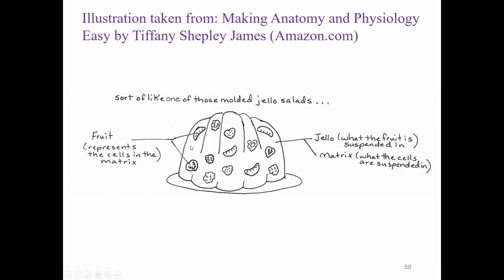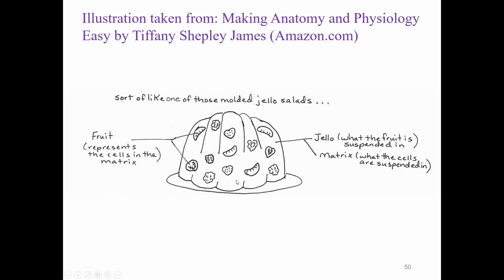So in this drawing, the Jell-O in the background, all of this space here, that represents the matrix. The matrix, remember, is made up of ground substance. That can be fluid or it can be gelatinous like this. And it could also be hard, depending on what tissue we're talking about. So this would be the matrix, the Jell-O. And then these are the individual pieces of fruit. These represent the cells. So if you notice in the Jell-O, the cells are suspended in the matrix.